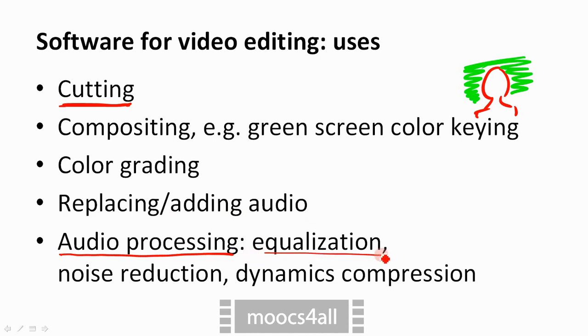First, equalization, which is tone control. Get rid of boominess or boxiness by boosting or cutting certain ranges of frequencies.